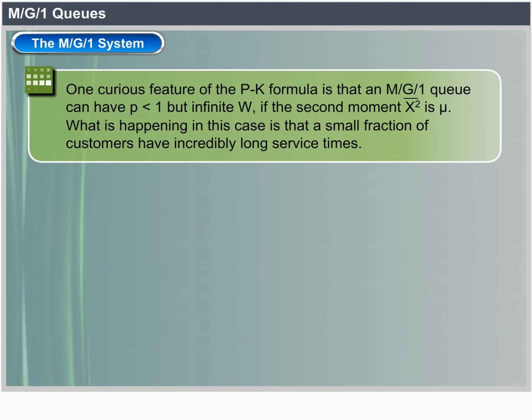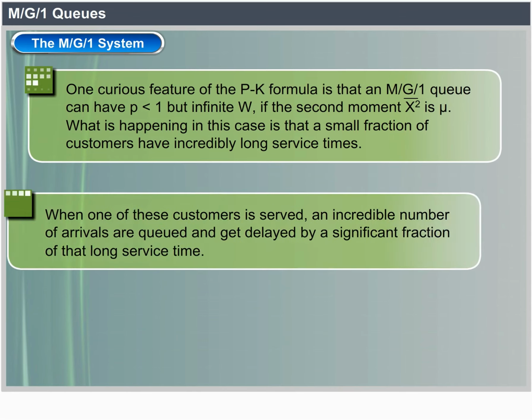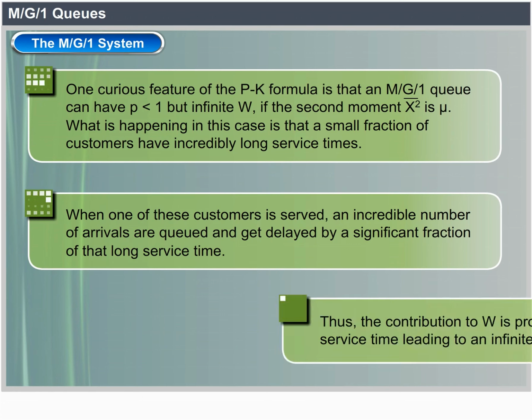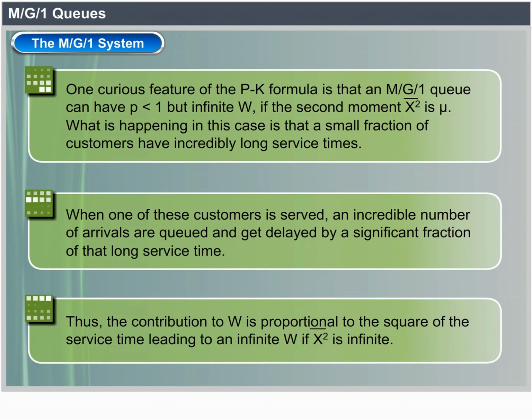What is happening in this case is that a small fraction of customers have incredibly long service times. When one of these customers is served, an incredible number of arrivals are queued and delayed by a significant fraction of that long service time. Thus, the contribution to W is proportional to the square of the service time, leading to an infinite W if x square bar is infinite.